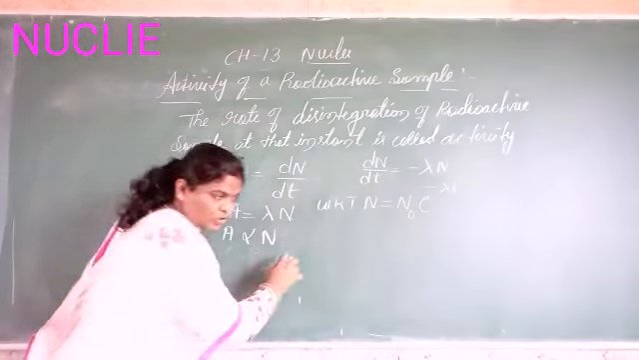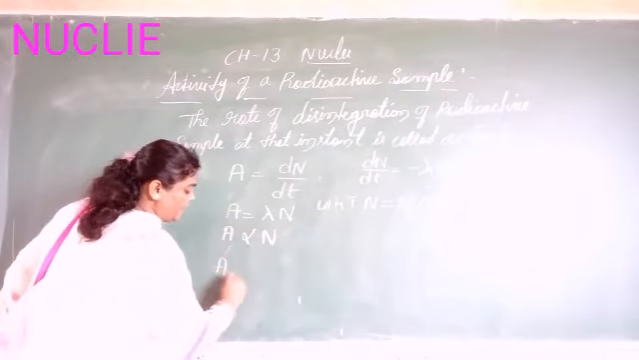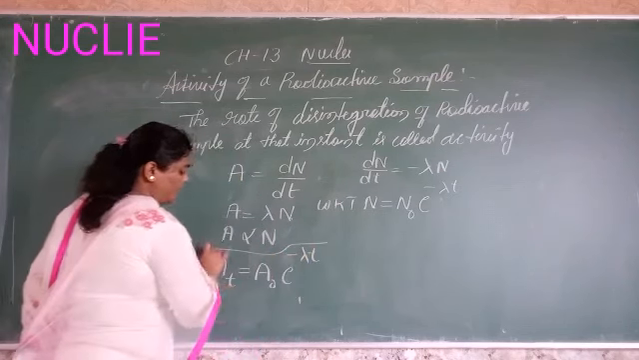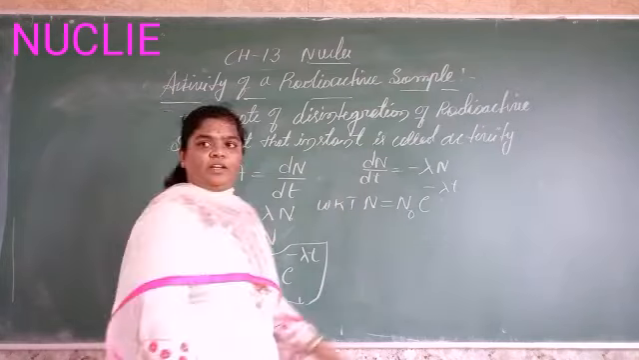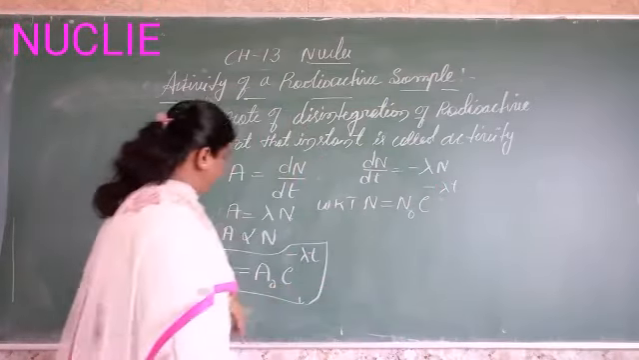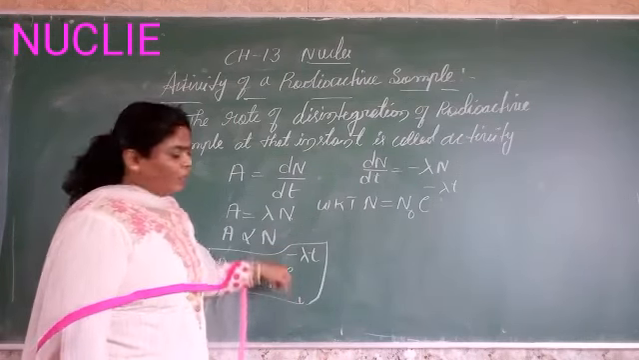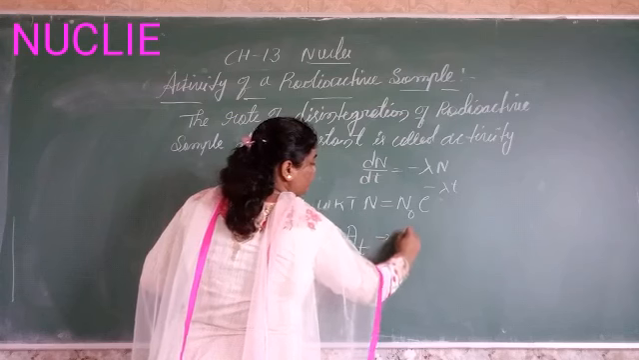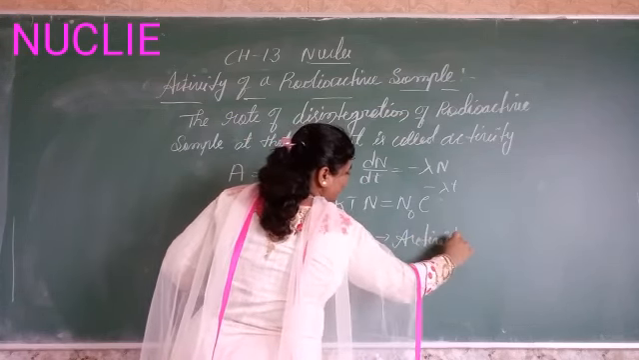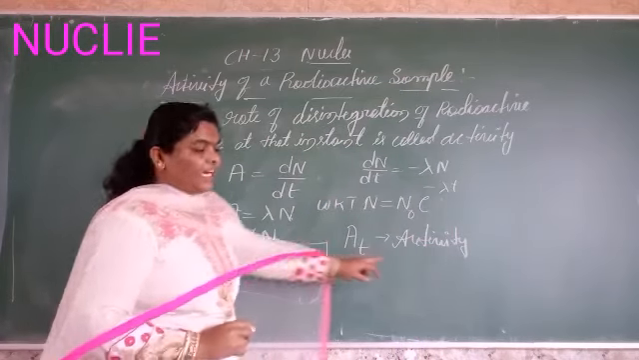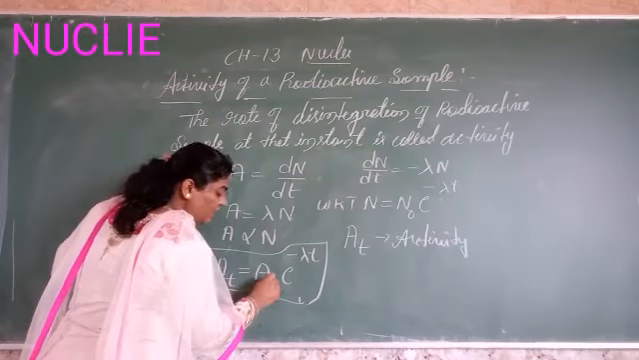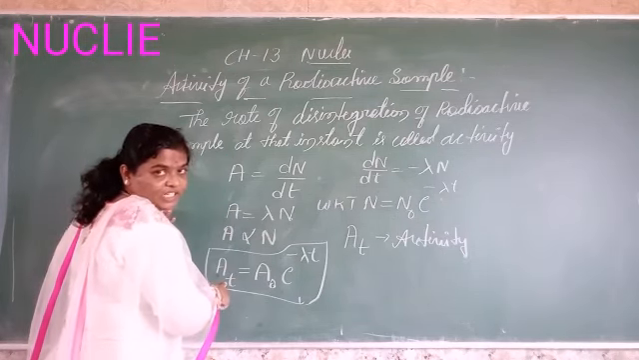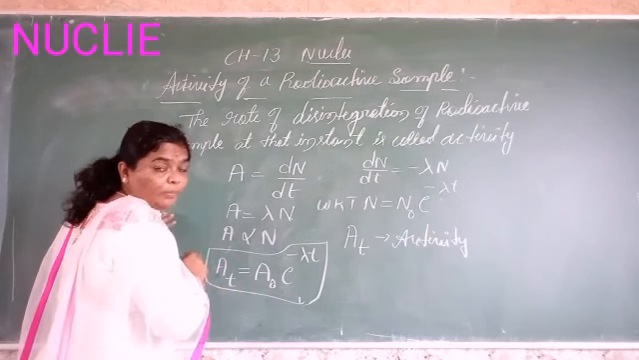Since A is directly proportional to N, and N is equal to N naught e to the power of minus lambda t, then A t is equal to A naught e to the power of minus lambda t, where A naught is the activity before the disintegration, and A t represents the activity after disintegration.